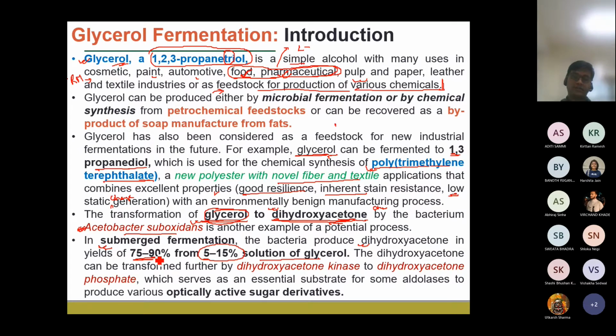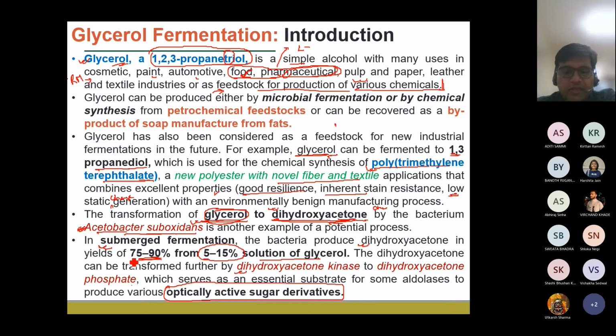Okay, so being 5 to 10% of the glycerol, from that almost 75 to 90% of it is converted into dihydroxyacetone, and this dihydroxyacetone is further transformed into dihydroxyacetone phosphate, and they act as a substrate to make the optically active sugar derivatives. So some of the sugar derivatives, such as some of the sweetening agents that are being used, are basically nothing but these dihydroxyacetone phosphates, which can be produced from the glycerol, using the microorganism Acidobacter suboxydans.